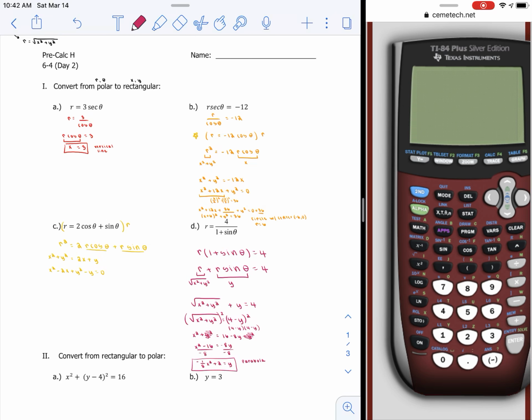So the final thing I wanted to show you was how to graph in polar mode. If you could please go to your calculators, hit your mode button, and change your mode to polar, P-O-L. Now, when you go to your y equals, just like with parametric equations, by changing the mode, we now have R1, R2, R3, and so on.